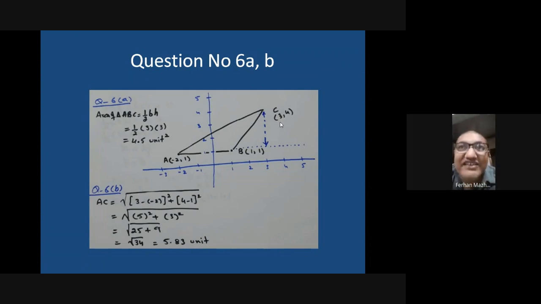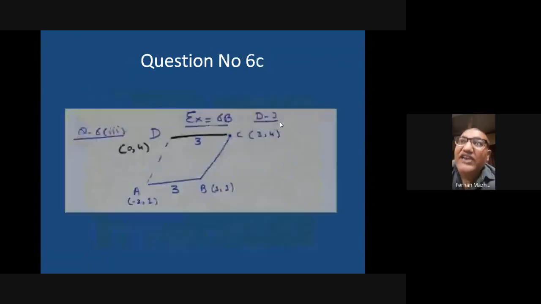Do you understand these two parts? Yes, sir. Okay. So let's move to the next part. Shabash, shabash. Now we are moving to the next part.